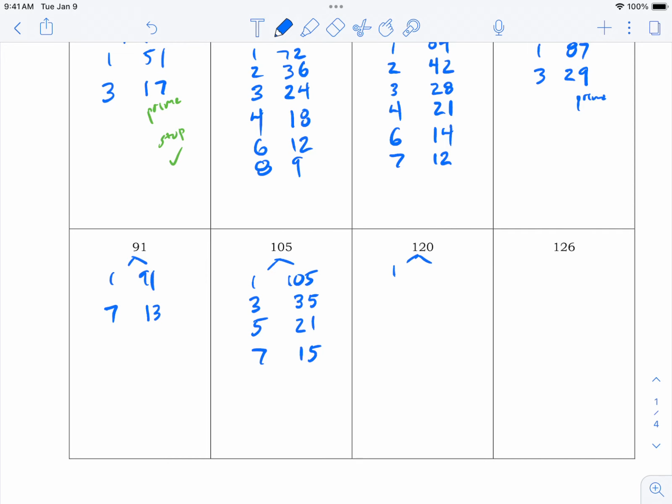120, well, start with the 1 times 120. It's even. 2 times 60. It can be divided by 3. 3 times 40. It can be divided by 4. 4 times 30. It can be divided by 5. 5 times, let's see, 5 into 12 twice with 2 left. 5 into 20. 4 times.